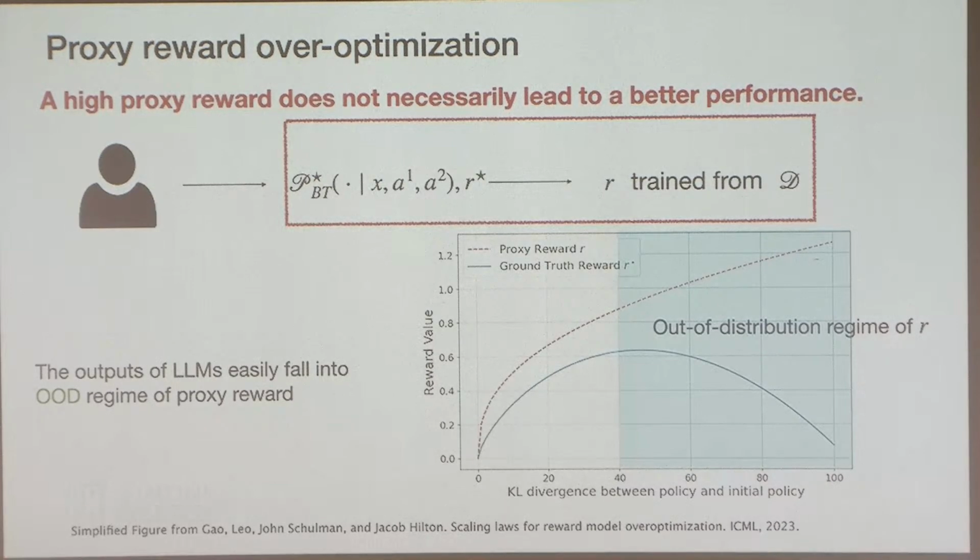At the very beginning of our training, our proxy reward and our ground truth reward align very well. So even as we optimize against this proxy reward, the underlying ground truth reward also increases. But as the distribution shift becomes larger and larger, our proxy reward is no longer reliable, and optimizing with a proxy reward will eventually lead to a decrease of the ground truth reward.